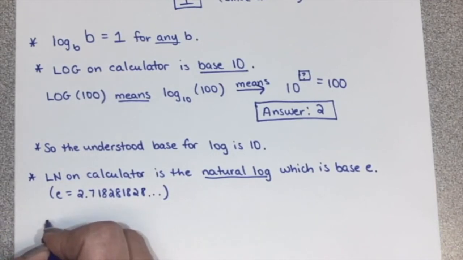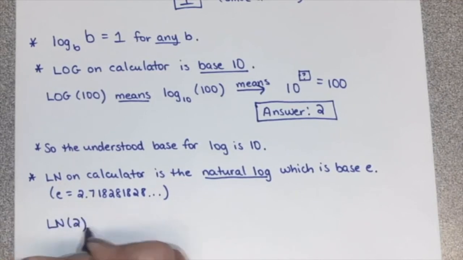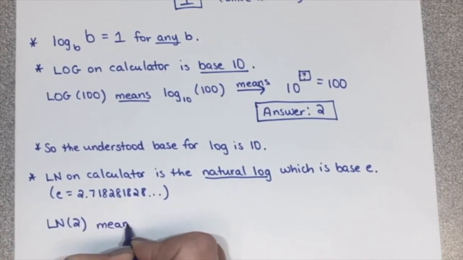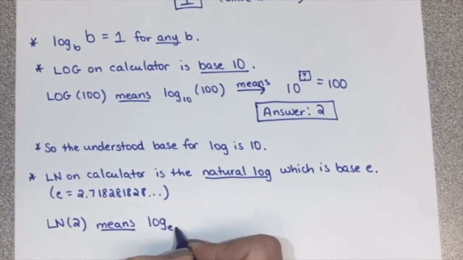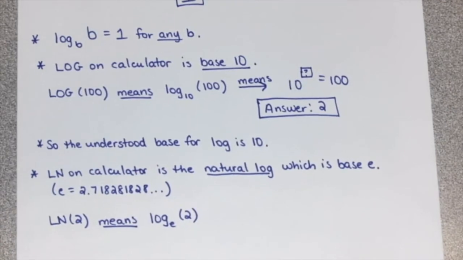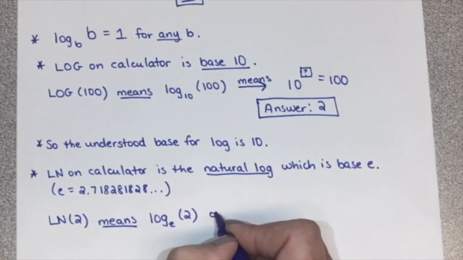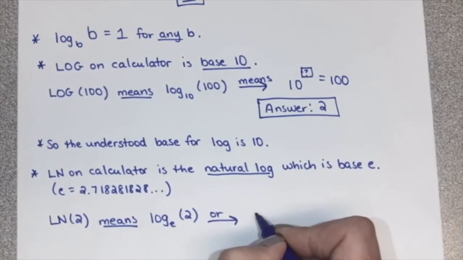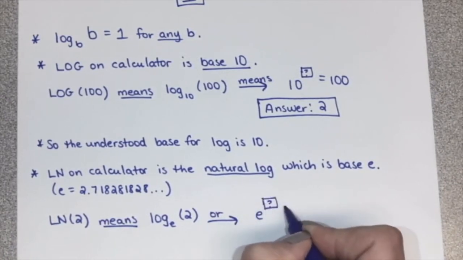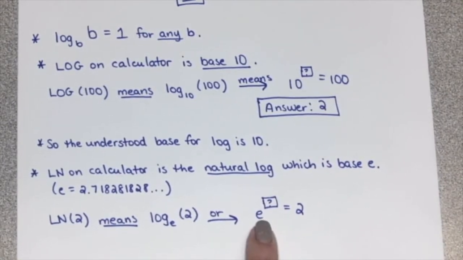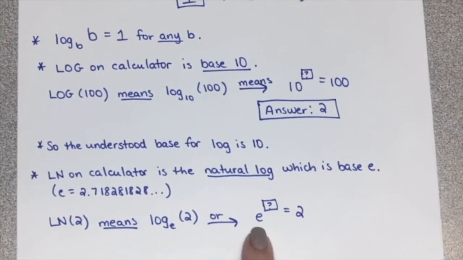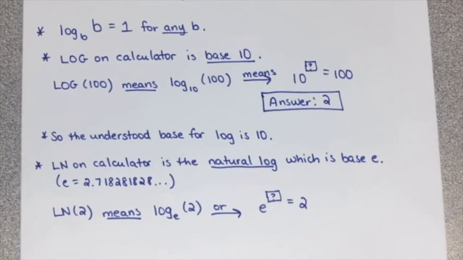So if you see ln of 2, ln of 2 means that you're supposed to be finding the log base e of 2. Or it means, what power do I need to raise e to give me an answer of 2? Now, why do I need a calculator for that? I don't really know the answer to that, right? Because e is not a pleasant number. e is 2.718, blah, blah, blah. So we're going to need a button to talk about e because e is not a pleasant number.